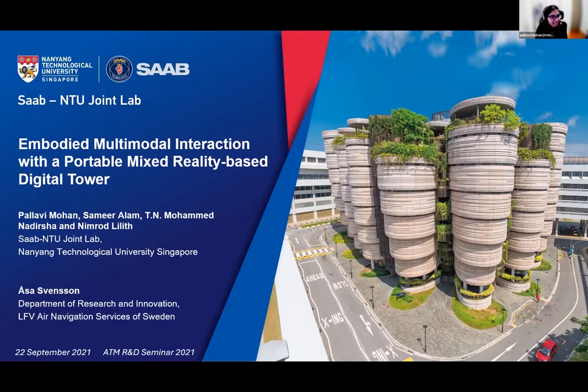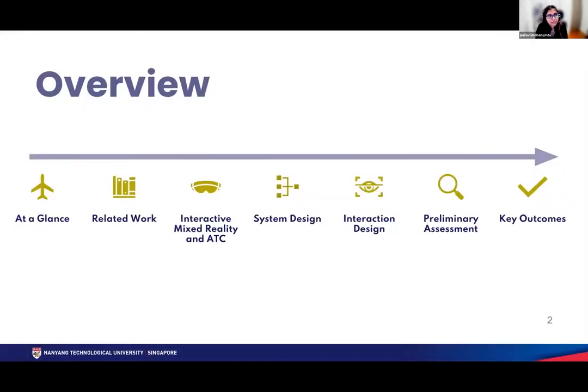Now, big title, let's see what it's all about. Our paper, in its very broadest sense, tries to look at how digital towers can transform to exist in the space between the physical and the virtual. In other words, in a mixed reality space. We explore a proof of concept system of this as a very initial step towards this vision. And we also have a preliminary assessment of how effective such a system potentially could be.